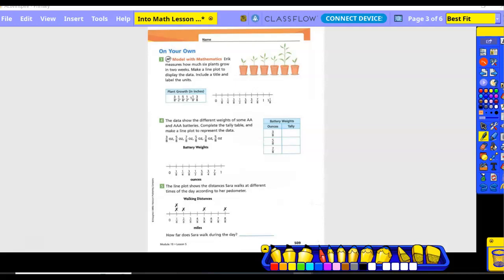Okay, so what would be a good title for this? Does it kind of give it to us over here in the table? Yeah, so we could just label it as plant growth. Draw a line there to keep it distinguished. And then what am I going to put as the label for the unit? It's in parentheses. In inches, right?